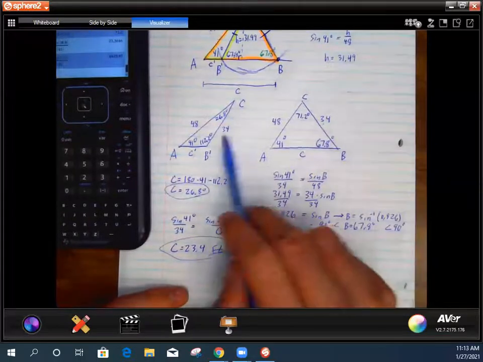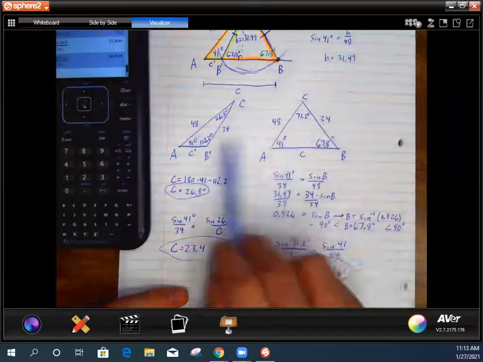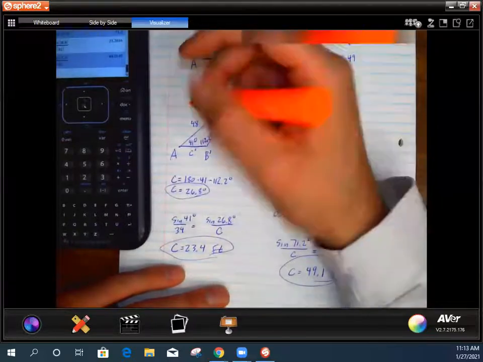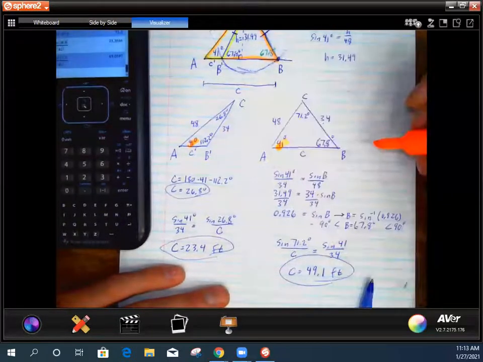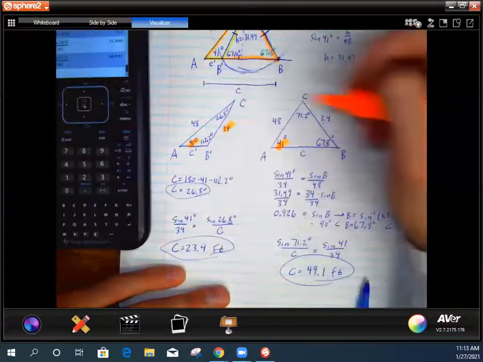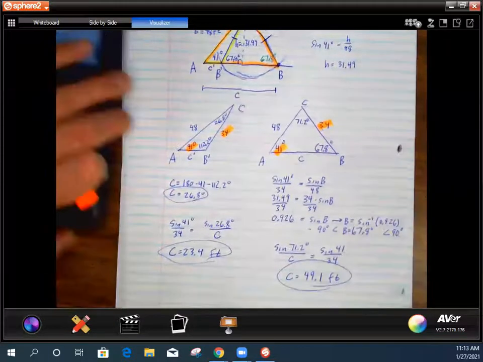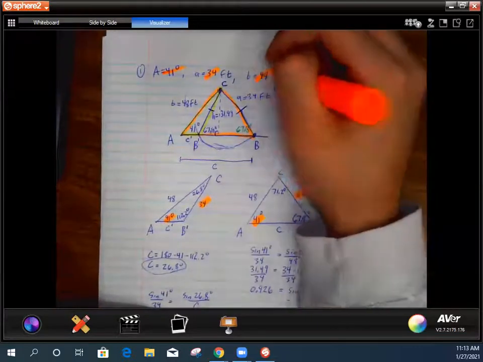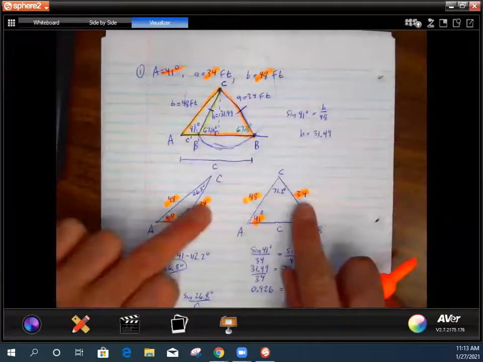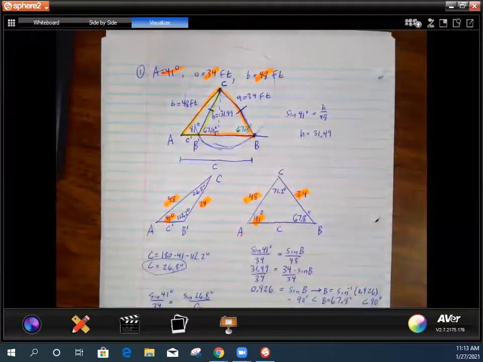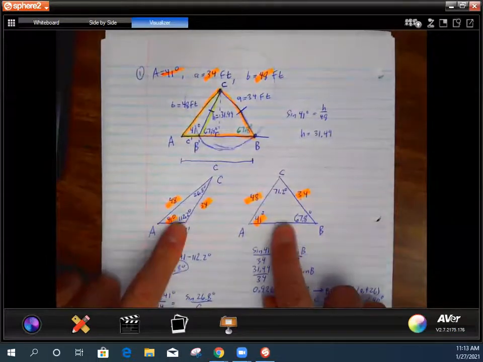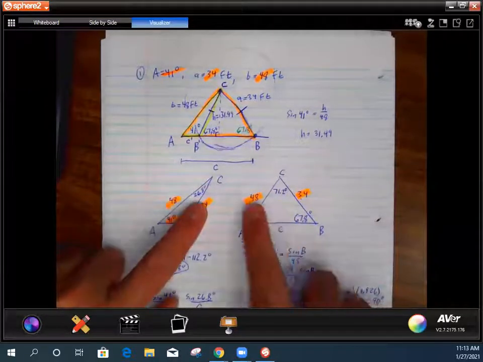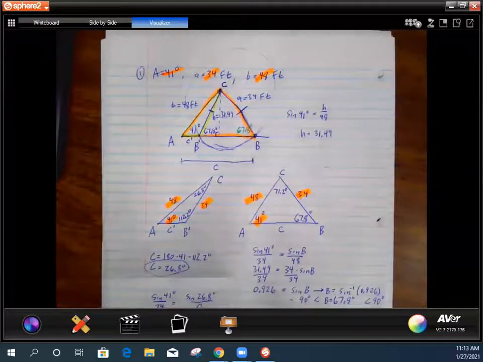All right, and now we just solved both possible triangles that have an angle that's 41 degrees, a side across from that angle that's 34, and another side that's 48 feet. Right, this was 34 feet, not 34 degrees. So notice how there are two possible triangles that have that. And that's why ASS is called the ambiguous case, because it's not clear that there's one specific triangle.